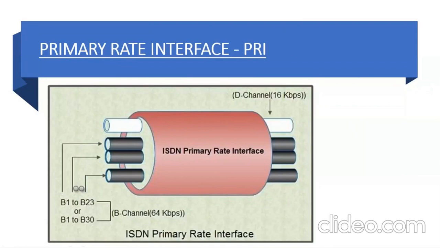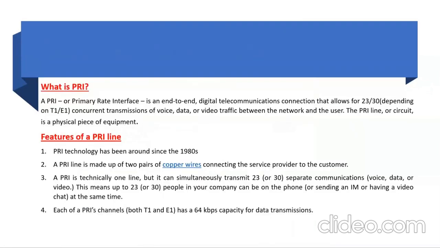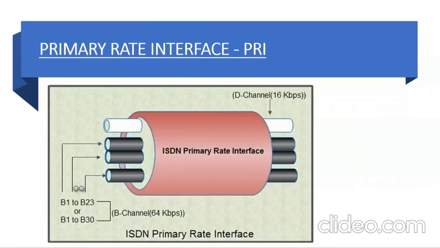So today we are going to talk about PRI, Primary Rate Interface. PRI is a TDM technology that we use to connect to the provider, and it can be used for voice, video, and data purposes. A single PRI connection can be used to handle multiple channels, multiple calls, voice, video, data channels.